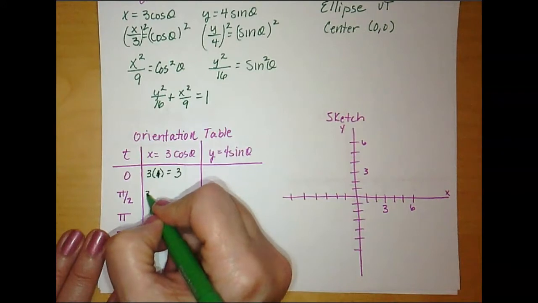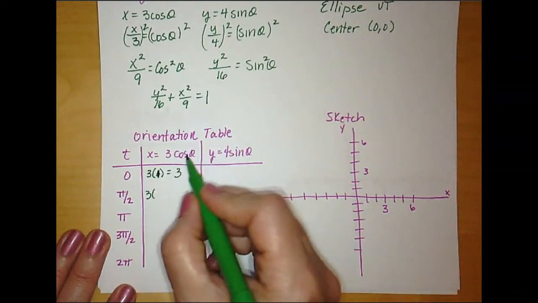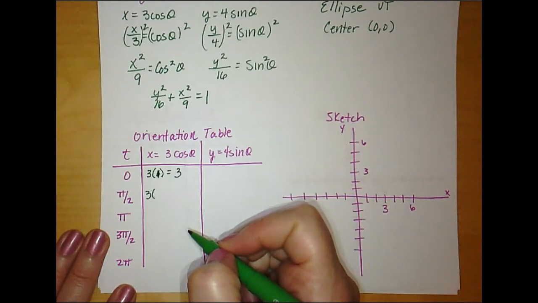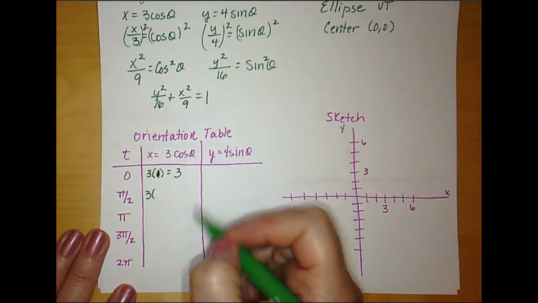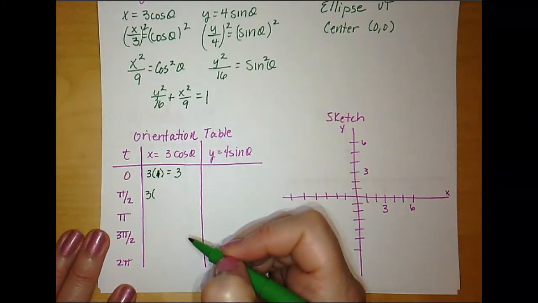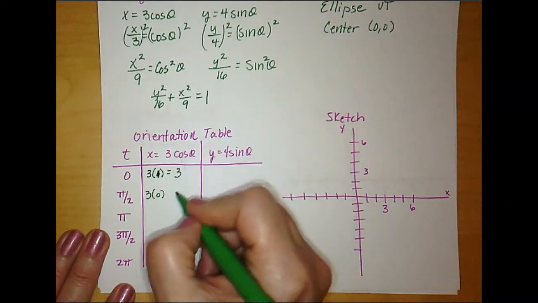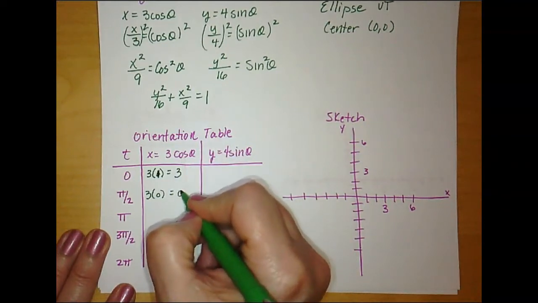Okay, so now I write my 3 down, but this time it's cosine of pi over 2. So cosine of pi over 2, that's straight up on your unit circle. So the cosine value would be 0, because you're just moving straight up, and so 3 times 0 is 0.